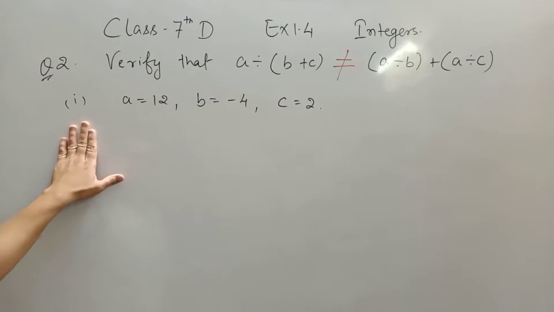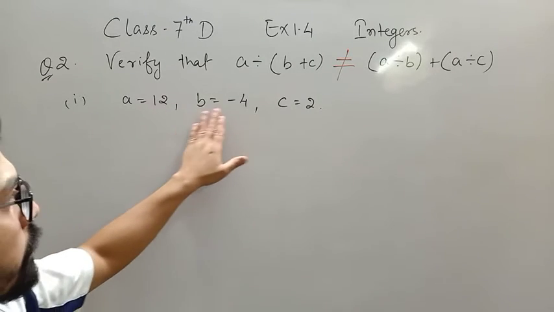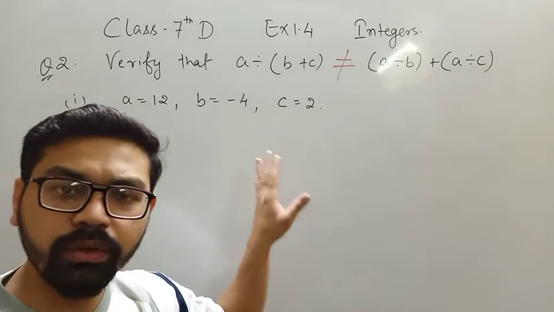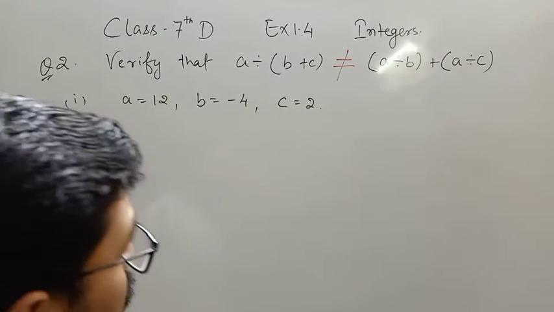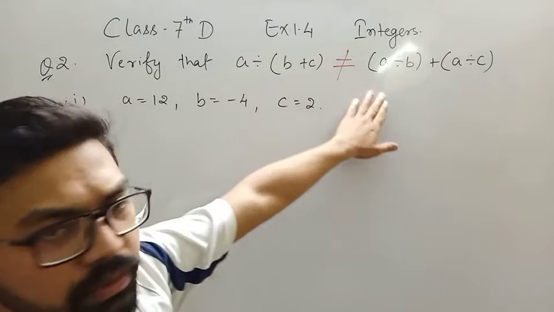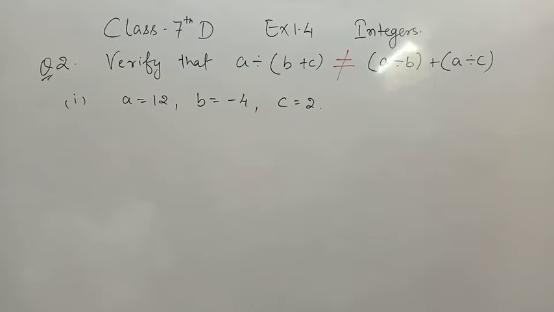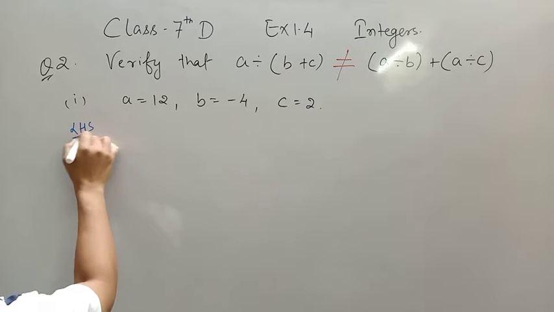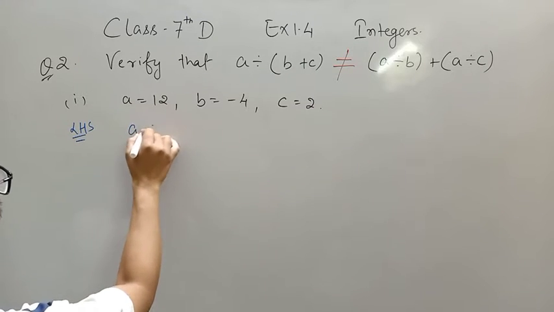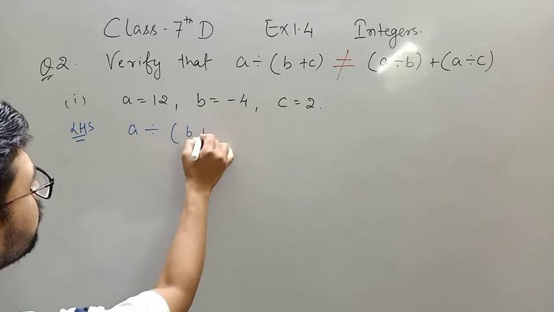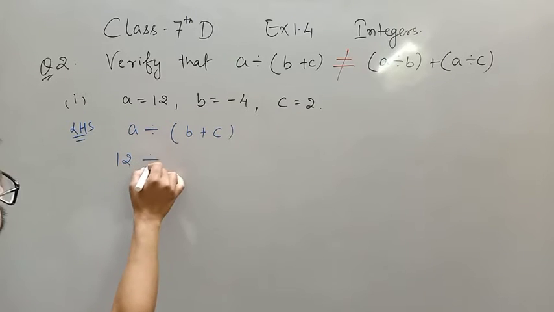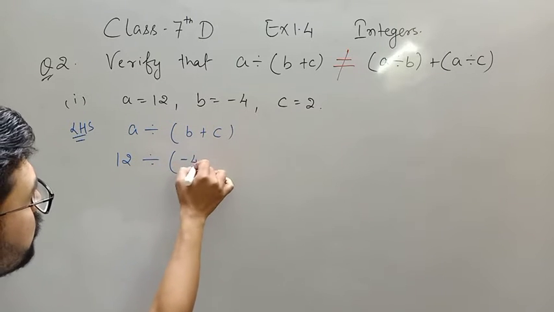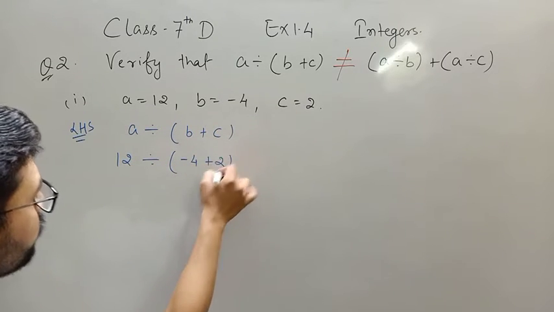So for part one, a is equal to 12, b is equal to minus 4, and c is equal to 2. The values of these variables are given to you. Now you just need to verify that LHS is not equal to RHS. How? The first thing is the LHS, a divided by b plus c. What is a? 12, it is given in the question. B is minus 4 and c is plus 2.